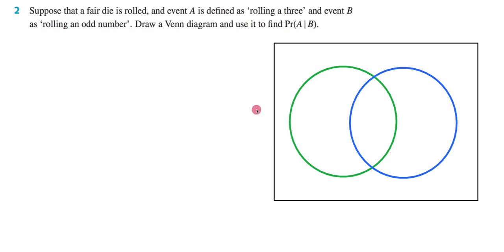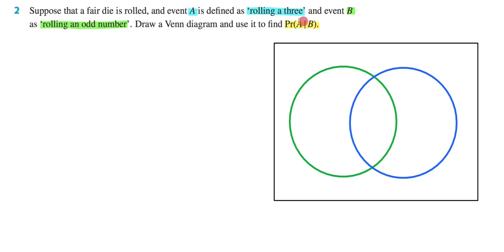Alright, so we are doing exercise 9F and we're now looking at question 2. And this section is all about conditional probability, so let's get stuck into it. So we're told that suppose that a fair die is rolled and event A is defined as rolling a 3 and event B as rolling an odd number. Draw a Venn diagram and use it to find the probability of A given B.